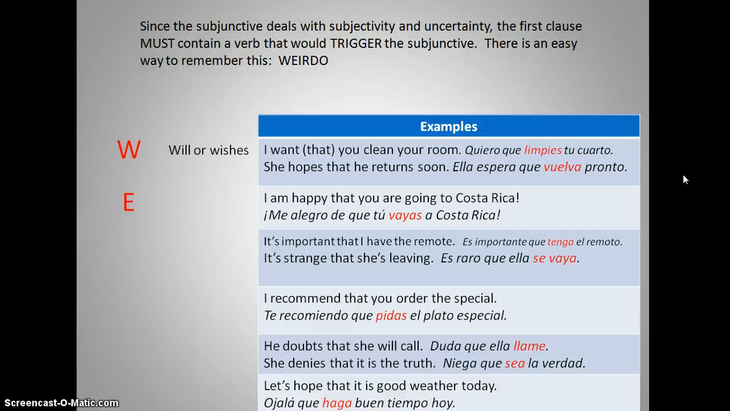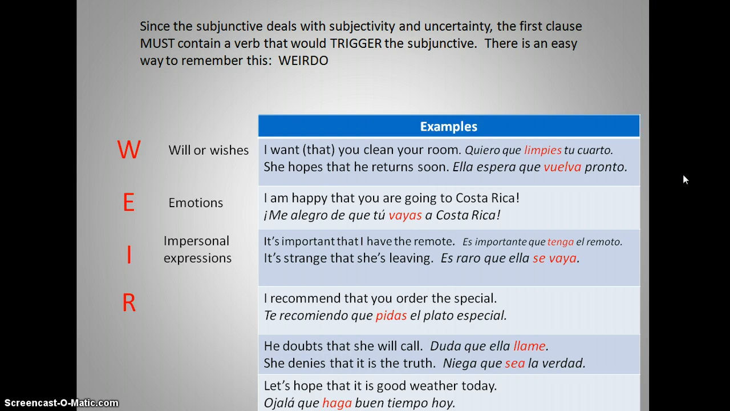Next one is E for emotions. I am happy that you are going to Costa Rica. Me alegro de que tú vayas a Costa Rica. So the first clause is an emotion, or the verb is an emotion. We have I. It's important that I have the remote. This is something that I tell my husband all the time. Es importante que tenga el remoto. It's strange that she's leaving. Es raro que ella se vaya. This is for impersonal expressions.